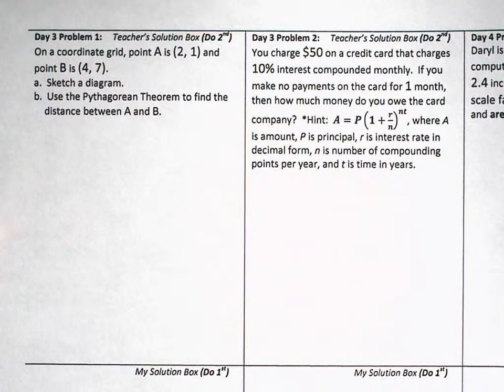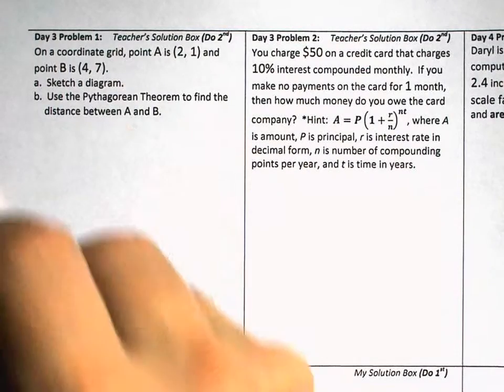Here's the solution to Day 3, Problem 1. On a coordinate grid, point A is (2, 1), and point B is (4, 7). Sketch a diagram.